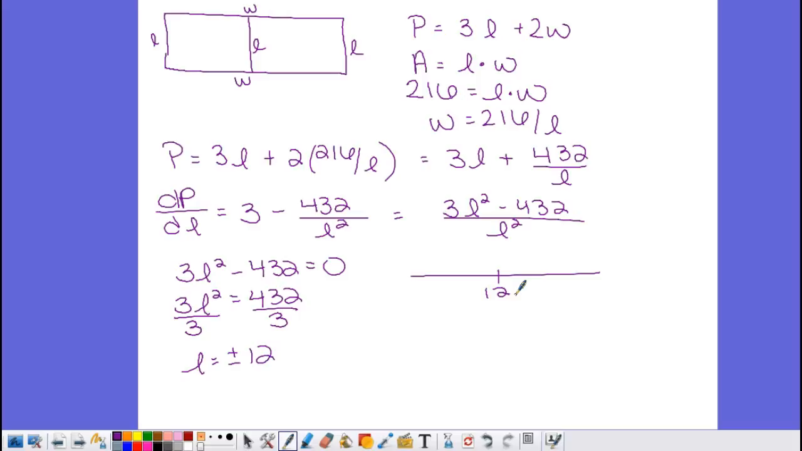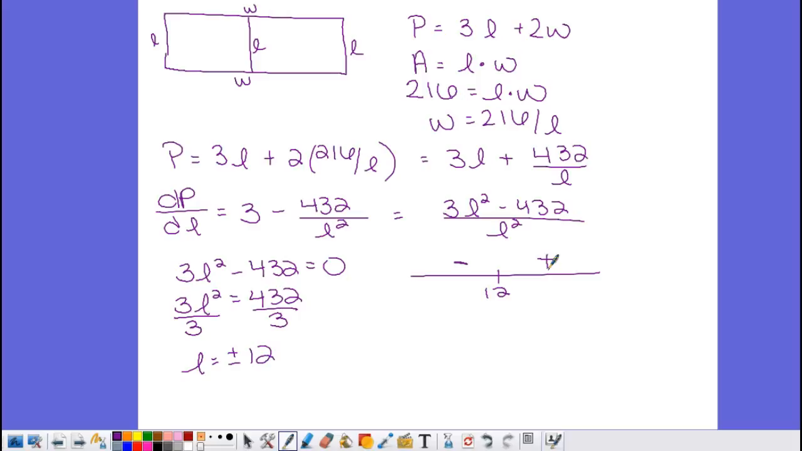So maybe I plug in 1. If you plug in 1 to this derivative, you get 3 minus 432. Well, that's clearly going to be negative. If you plug in something like 100, squared is going to give you a really, really big number, minus 432. So once again, we have the positive. So we can verify that this is in fact a minimum.